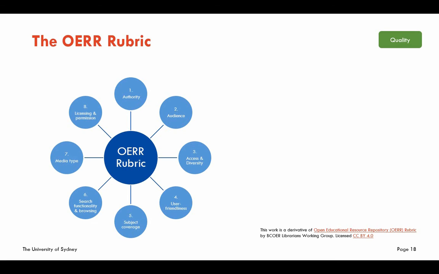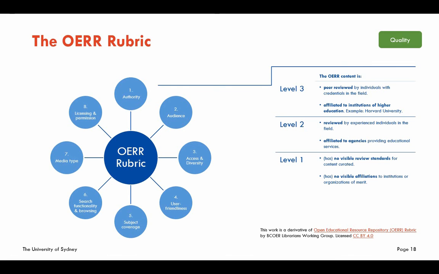Looking at authority, you can see that level 3 means content must be peer-reviewed and affiliated to a higher educational institute such as MIT or Harvard. Level 1, in comparison, includes material that has no visible review standards and no visible affiliation with a university or organisation of merit. This rubric is intended as a tool to use when stumbling upon a new repository, to assess whether the repository is worth exploring before you spend time searching for individual resources.